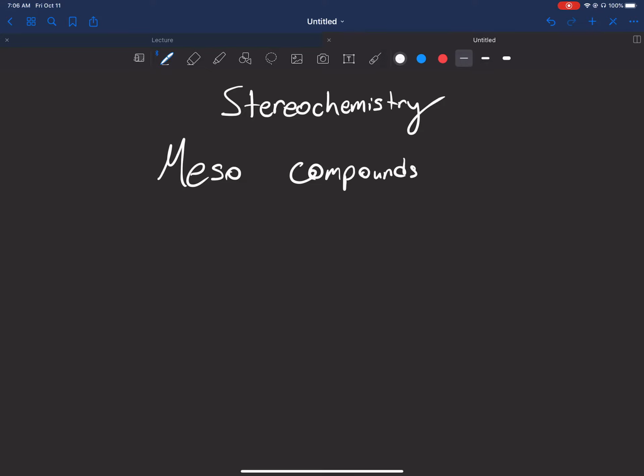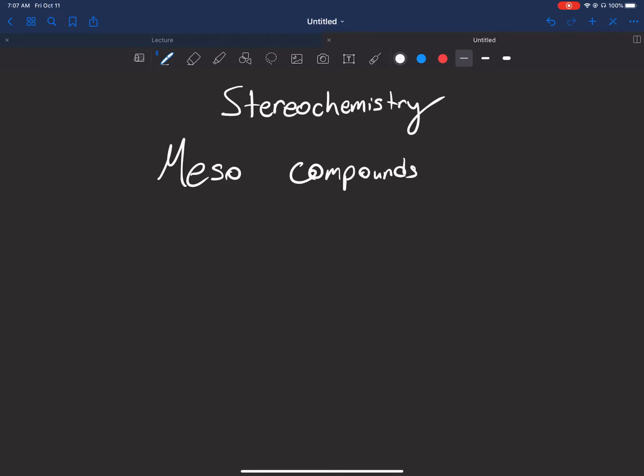Alright, so what are meso compounds? Well, meso compounds require at least two chiral centers, and they have to have an internal plane of symmetry, okay? So they have to have an internal plane of symmetry, and any R and S stereocenters on one side of the plane of symmetry will be opposite on the other end.